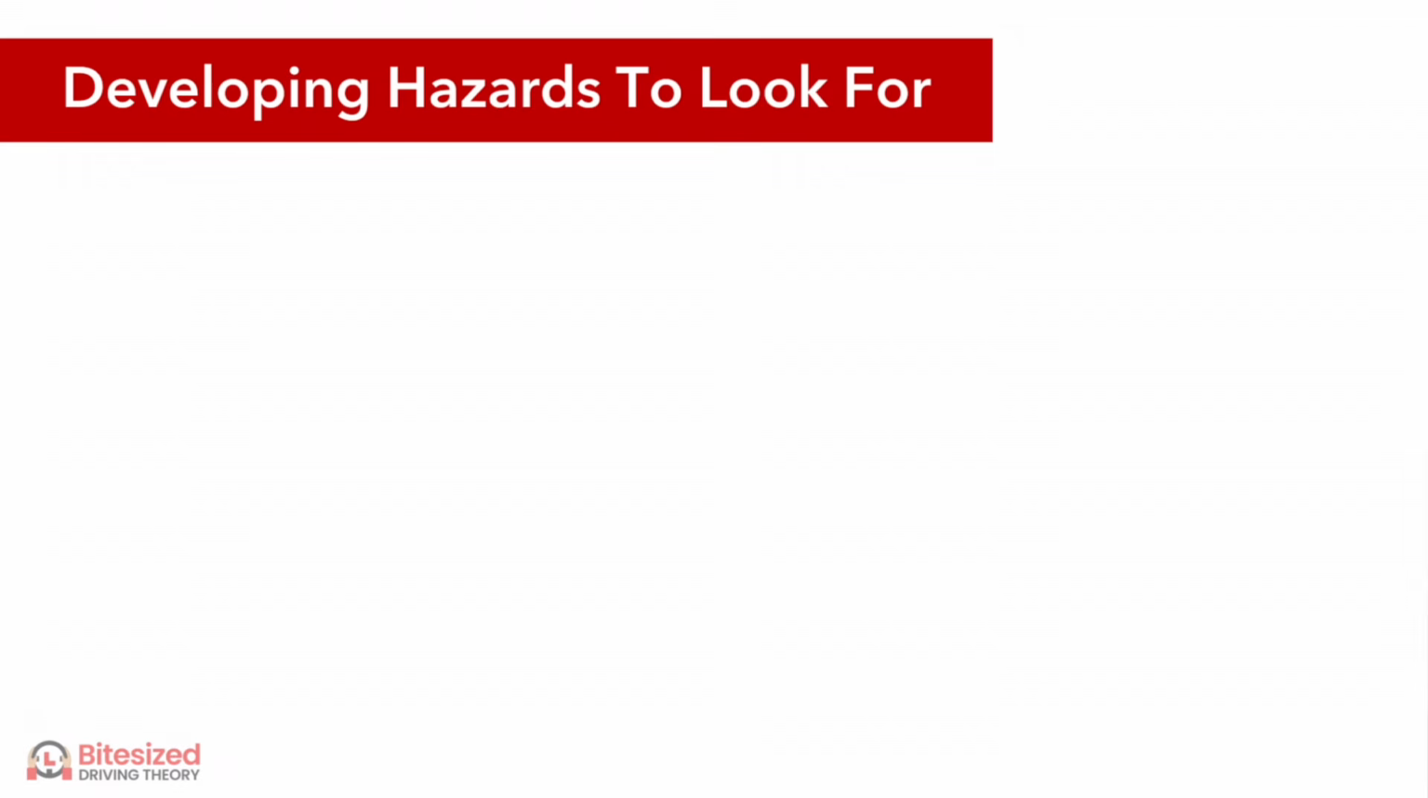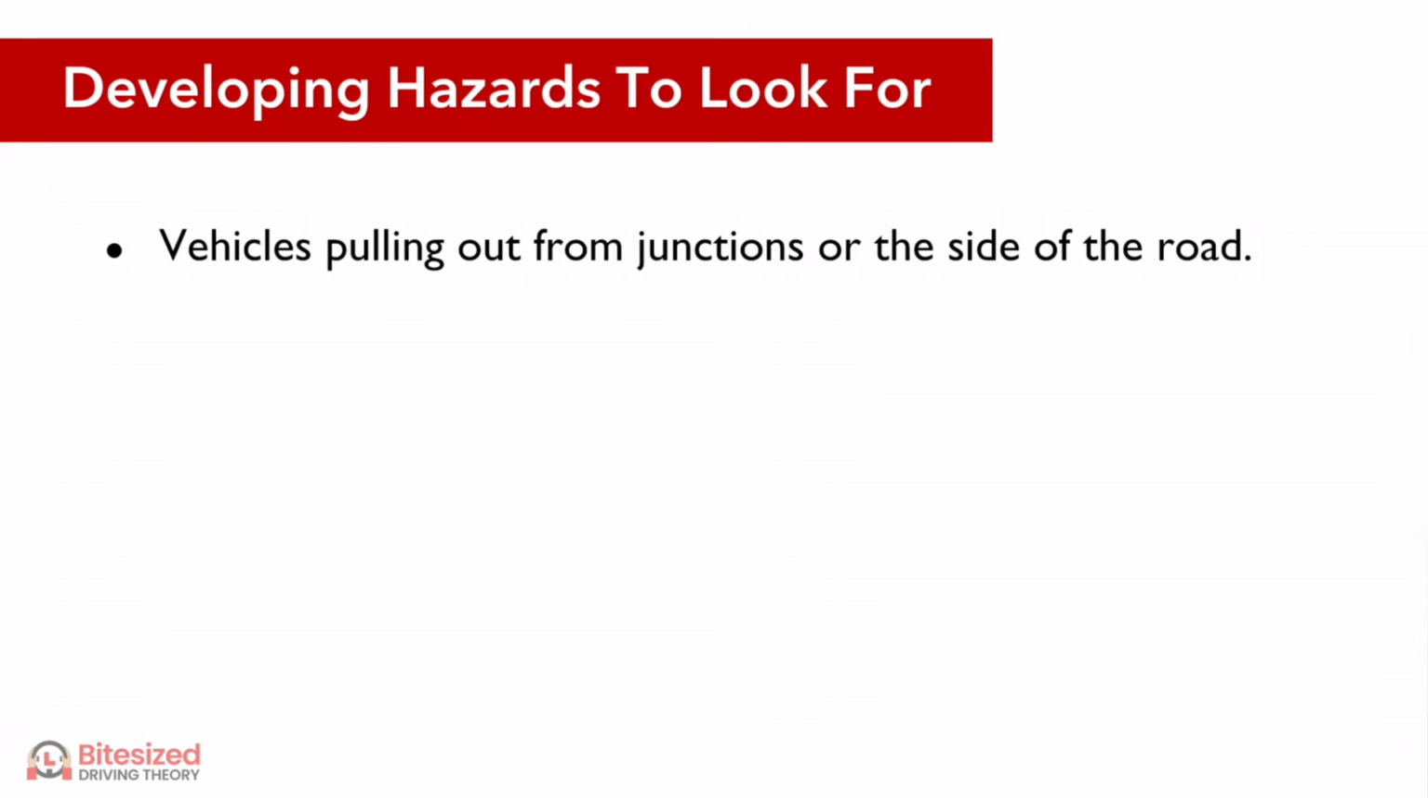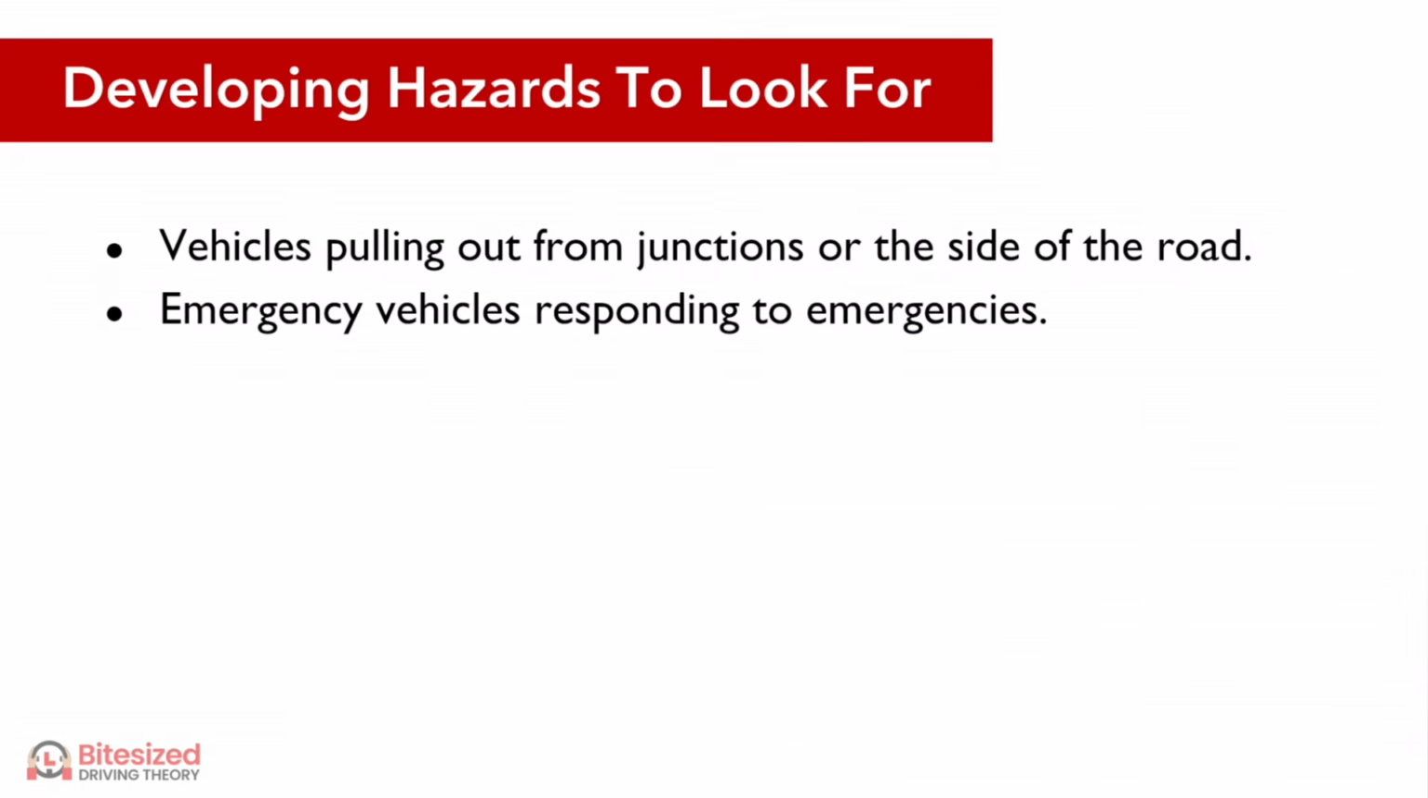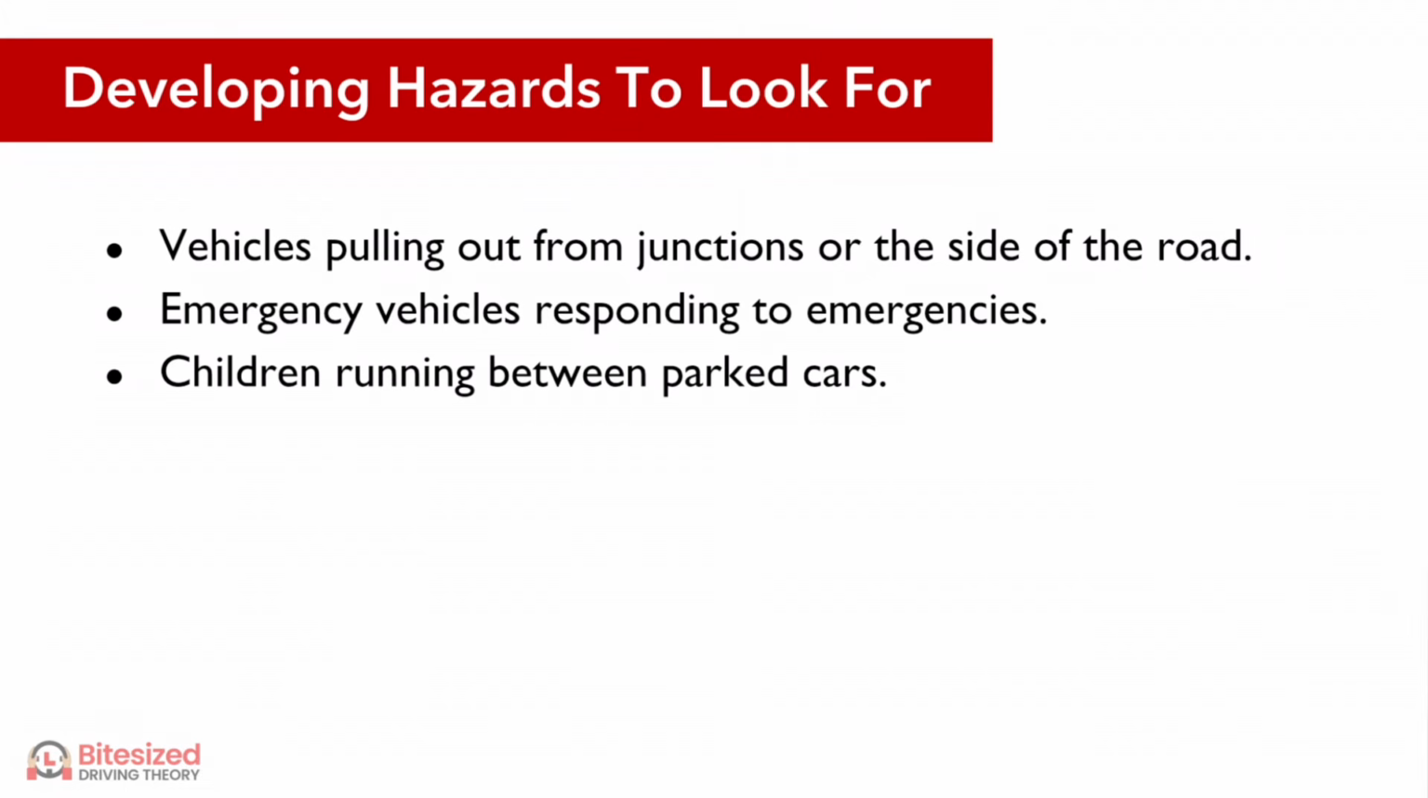So some developing hazards to look out for. So these are common things that come up in the test. So vehicles pulling out from junctions or the side of the road. So we saw an example of that in the first video that we looked at. Emergency vehicles responding to emergencies.